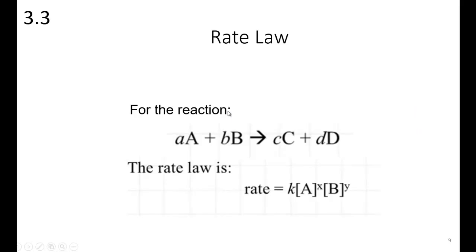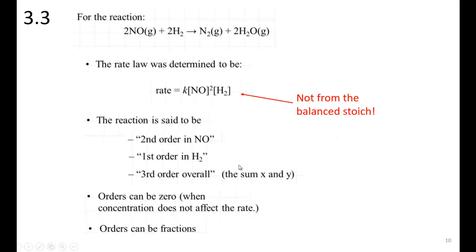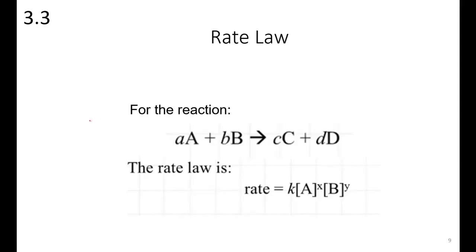Okay, so remember what a rate law looks like. If I have a balanced equation where A plus B becomes C plus D, with the corresponding coefficients, then my rate law is: rate is equal to k, which is the rate constant, times the concentration of my first reactant raised to some power x, times my second reactant raised to some power y.